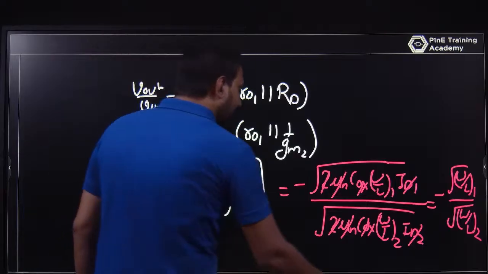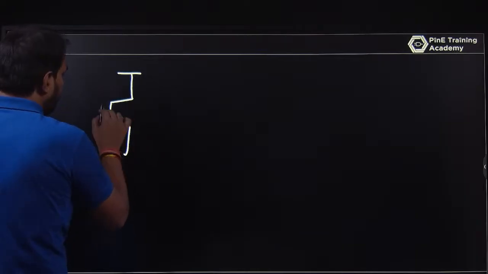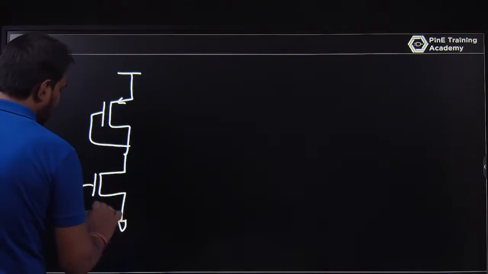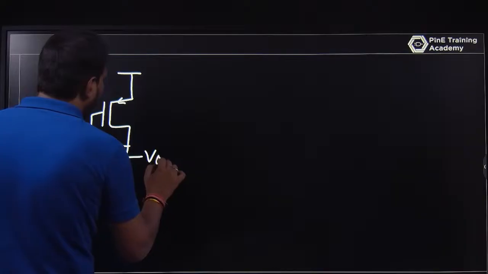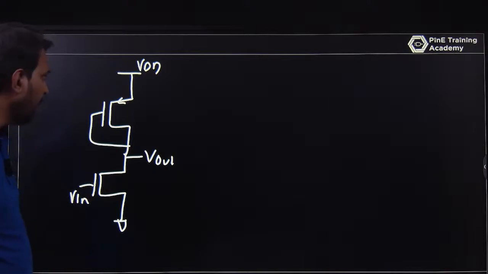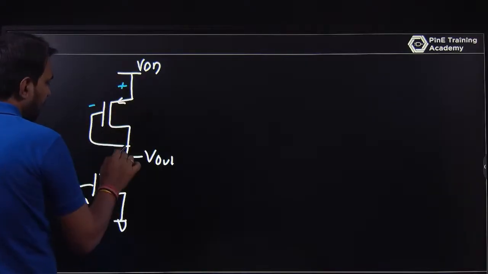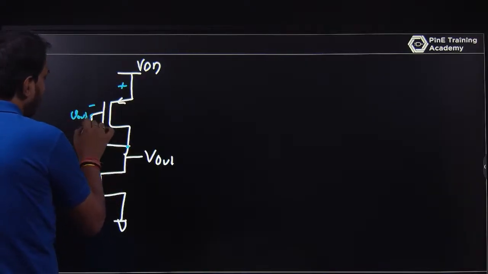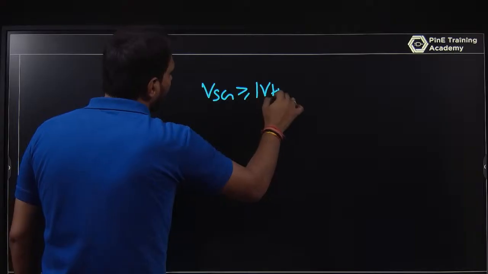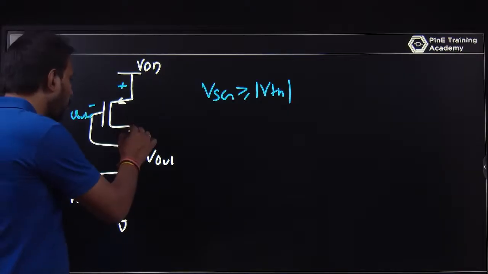The second problem is the swing limit. If I am talking about this PMOS as a load, and here you have an NMOS, you have a Vin and a Vout, and you have a VDD. Now what is happening? If I look at this circuit, what is VSG? This is Vout there. So VSG greater than mod VTH is the condition for this MOSFET, M2, to be on.